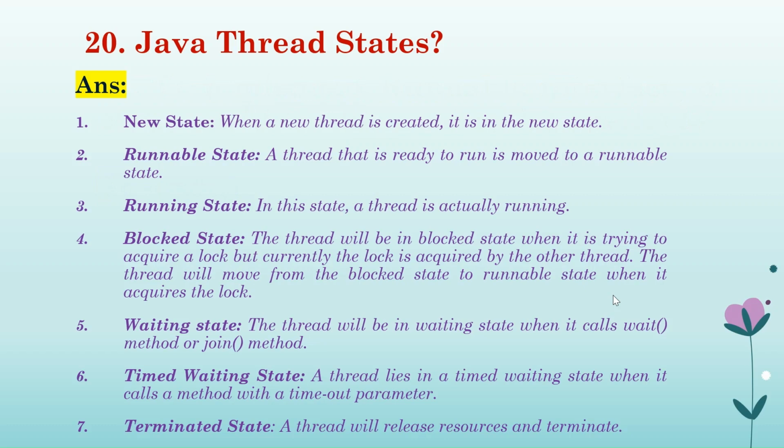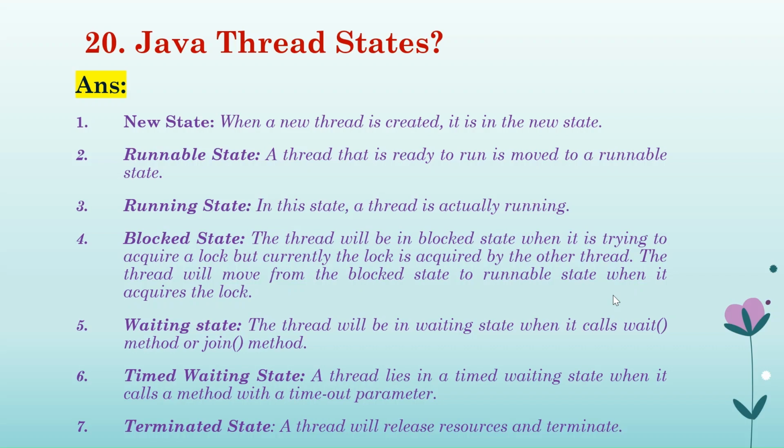Blocked state, the fourth one. The thread will be in a blocked state when it is trying to acquire a lock, but currently the lock is acquired by another thread. The thread will move from the blocked state to the runnable state when it acquires the lock. So whenever you are waiting for some resources, we put that particular thread into a blocked state, and once it acquires the resource, it comes back to the runnable state.